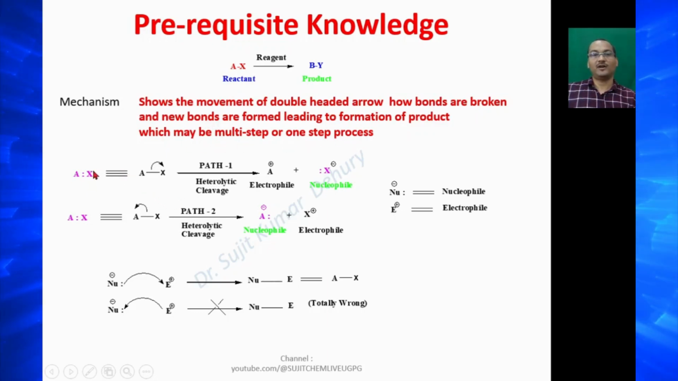Usually a bond is represented by two dots or a single line. When this bond is broken heterolytically, the atom on which it breaks gets both the electrons with a negative charge, and the other atom gets a positive charge. This electron-deficient A plus is known as the electrophile, and X minus with both the electrons is known as the nucleophile. In principle the nucleophile will attack the electrophile, giving rise to a nucleophile-electrophile bond.